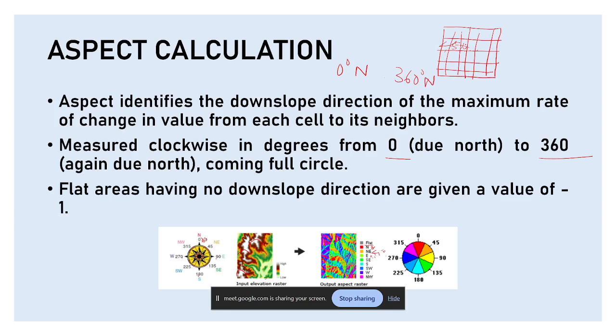So like that, according to this here, I think this is northwest. So northwest means what? 315, right? So accordingly, we have just changed this input elevation raster into an output. Like this is the input, which is an elevation raster, and the output is an aspect raster. Okay, so that is what is shown here.